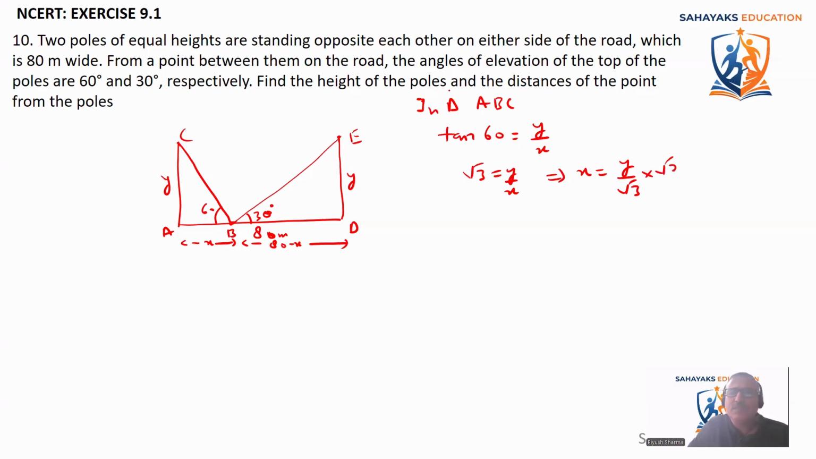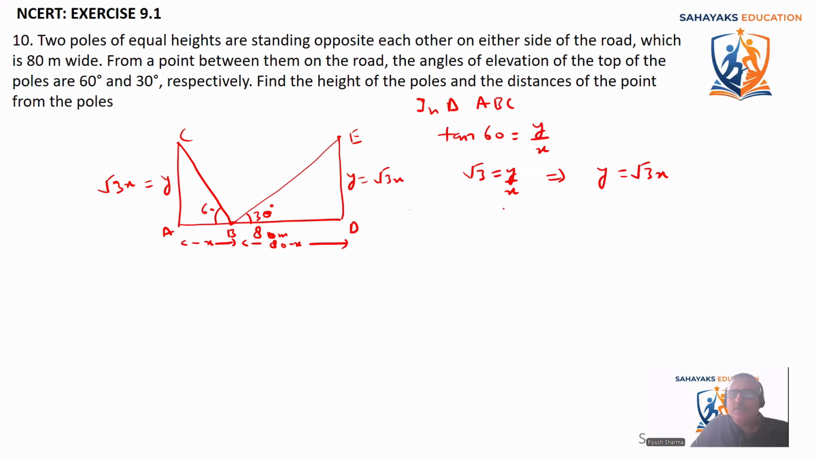What is this? Find the height of the poles and distance between. So we have to find both X and Y. So this implies that Y is equal to root 3x. This is equal to root 3x. So if this is root 3x, this is also equal to root 3x.